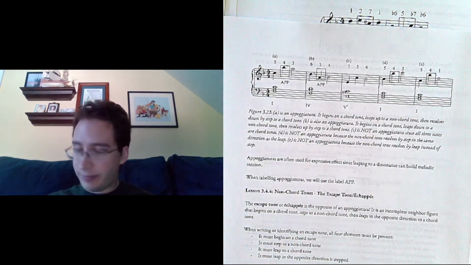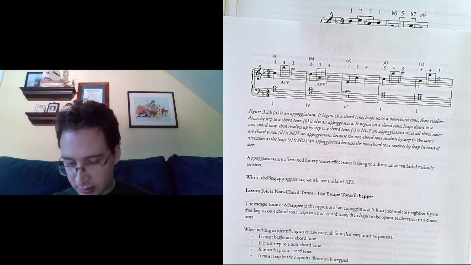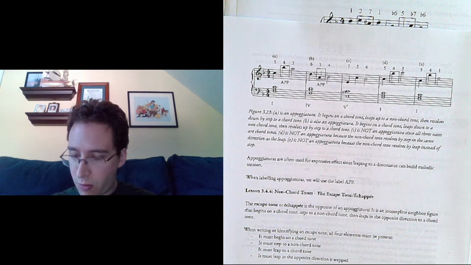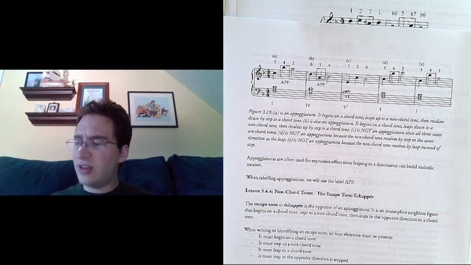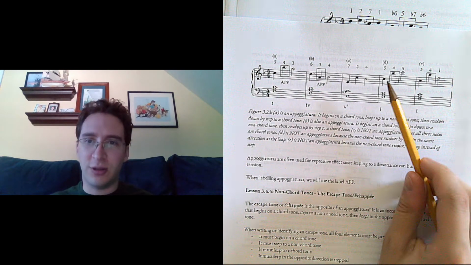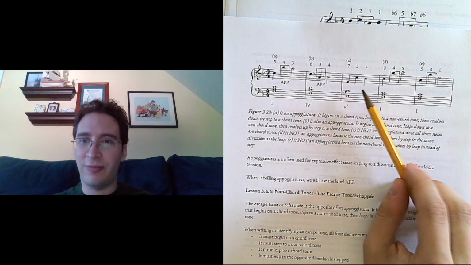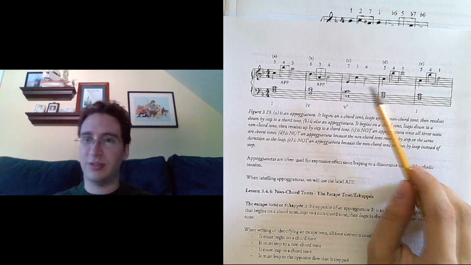Let's look at C. You start on 7, 5, 4. That is not an appoggiatura because there are no non-chord tones. Those are all part of the chord. You can't have an appoggiatura if all of them are chord tones, because then they're just chord tones.